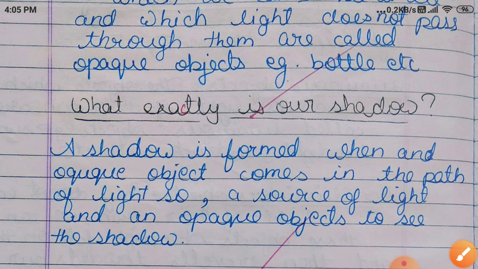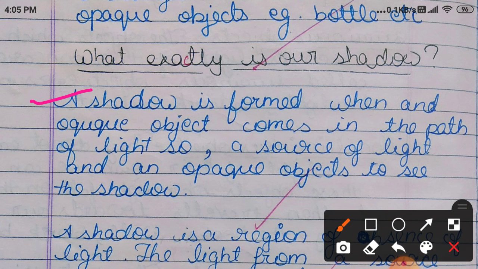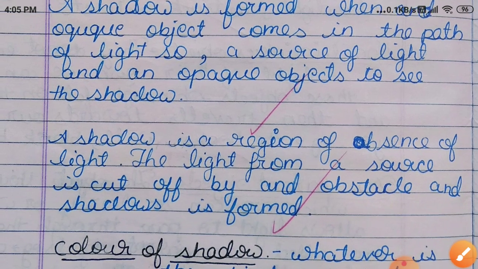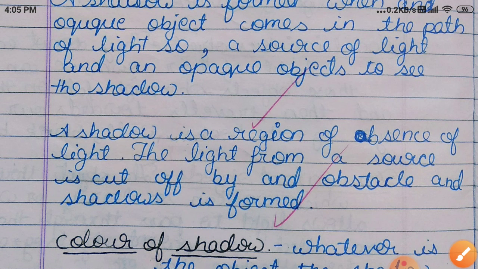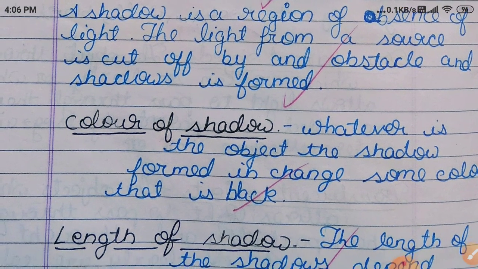What exactly is a shadow? A shadow is formed when an opaque object comes in front of a source of light. We need a source of light and an opaque object to see the shadow. A shadow is a region of absence of light. The light from a source is cut off by the obstacle and a shadow is formed.